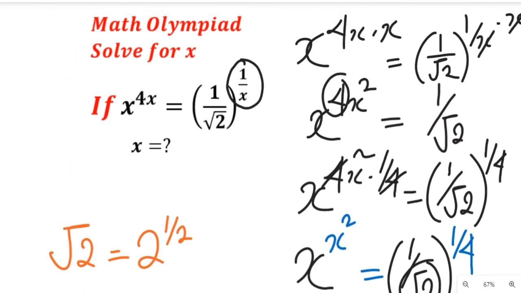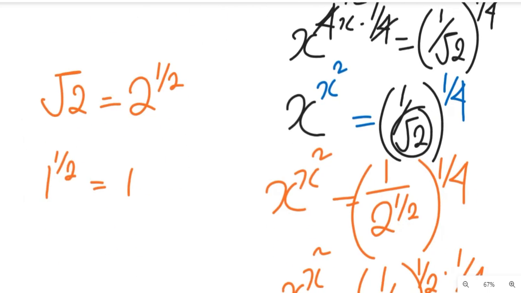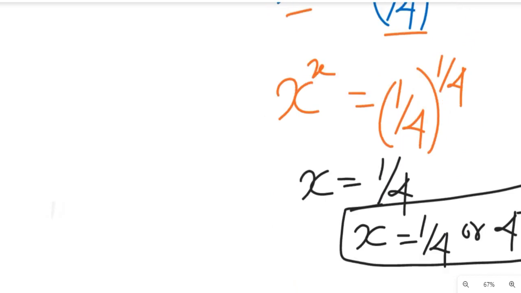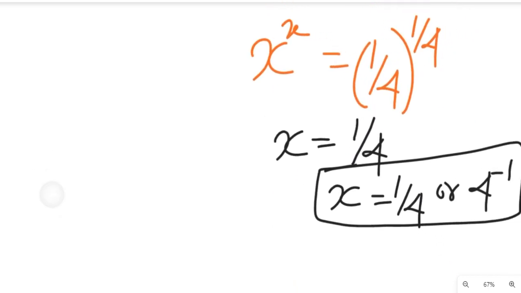Now I want you to pause this video and substitute the value of x we've gotten, x equal to 1 divided by 4, or 4 to the power of minus 1, into that initial equation and see if you can get the result. If you do that, the left hand side should be equal to the right hand side. If that happens, then the solution x equal to 1 divided by 4 is perfectly correct.